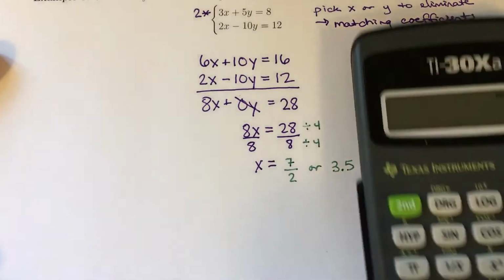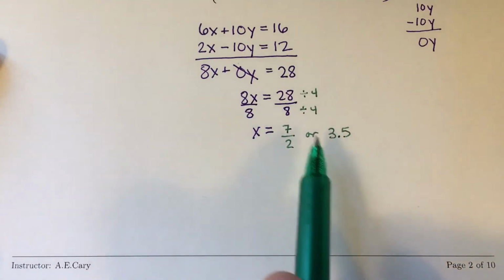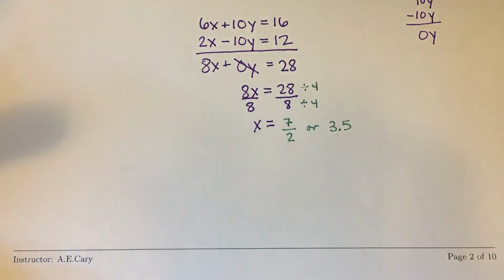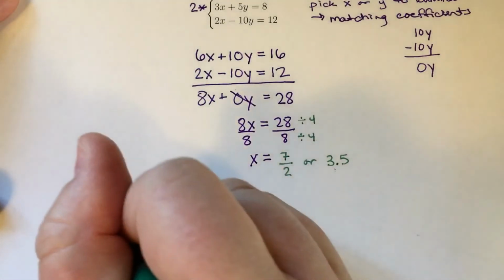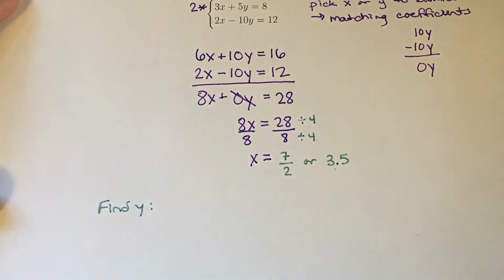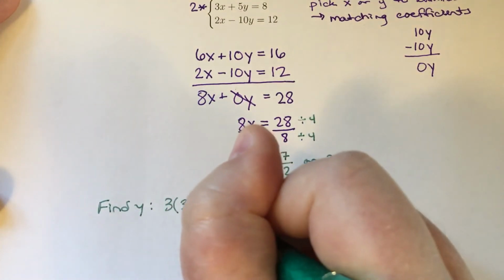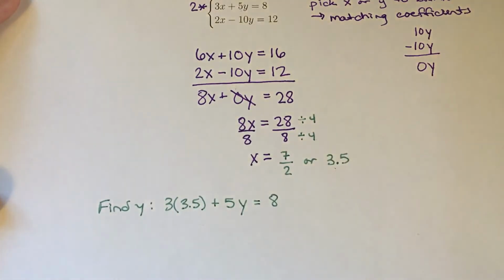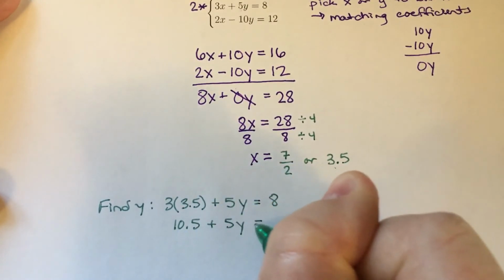But if this were a repeating decimal, I would want you to use a fraction and to keep a reduced fraction as the answer. But let's use 3.5, that feels better. All right, so to find y, we're not done yet. We found x, but now to find y, we're going to plug into the original equation. The original equation is 3 times x, so 3 times 3.5, plus 5y, and I don't know what y is. That's what we're trying to find, is 8. So if I multiply 3.5 times 5, I get 10.5 plus 5y equals 8.